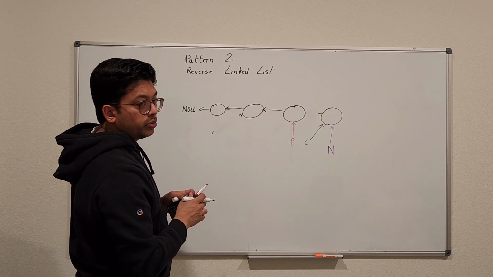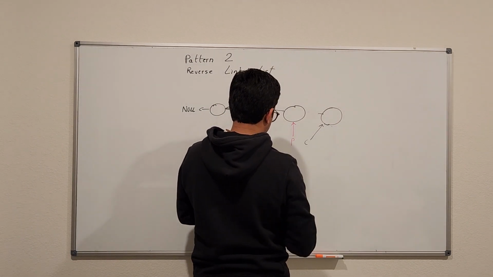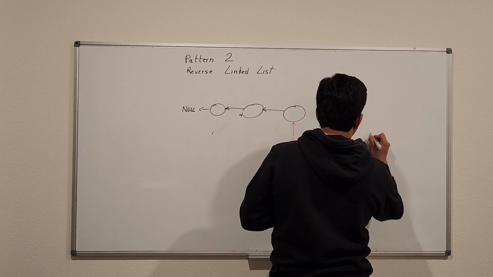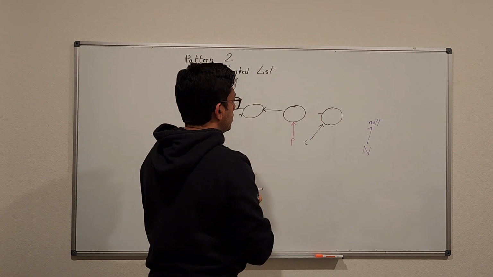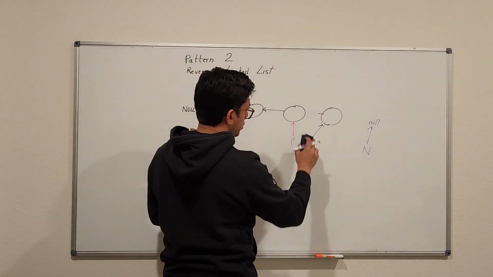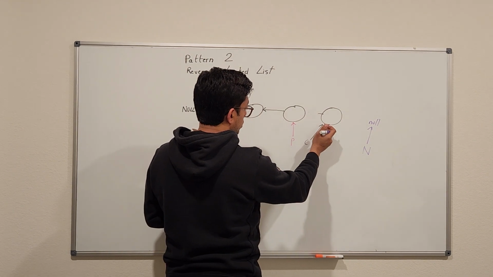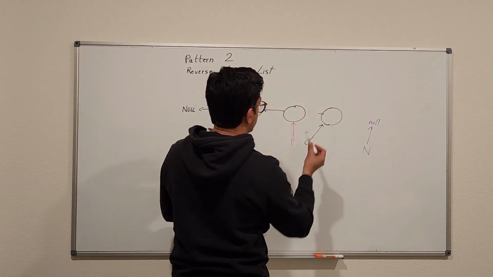N will point to N dot next, which is null. So N is gone. Now again, C's next will point to whatever P is pointing to. So then you do this.